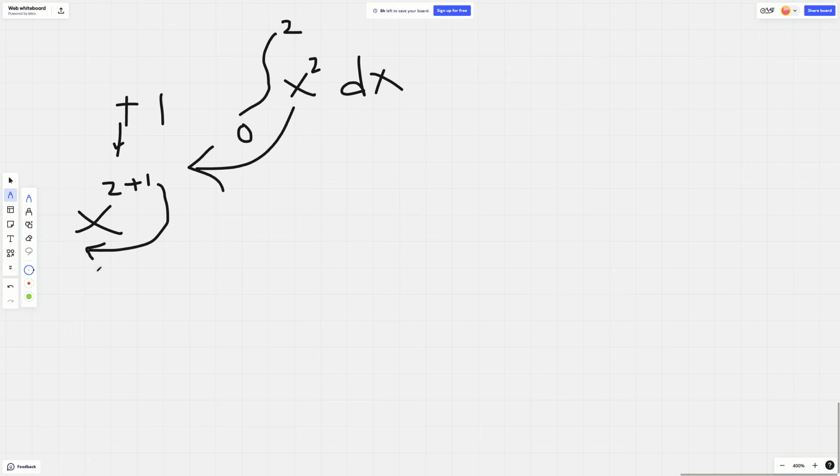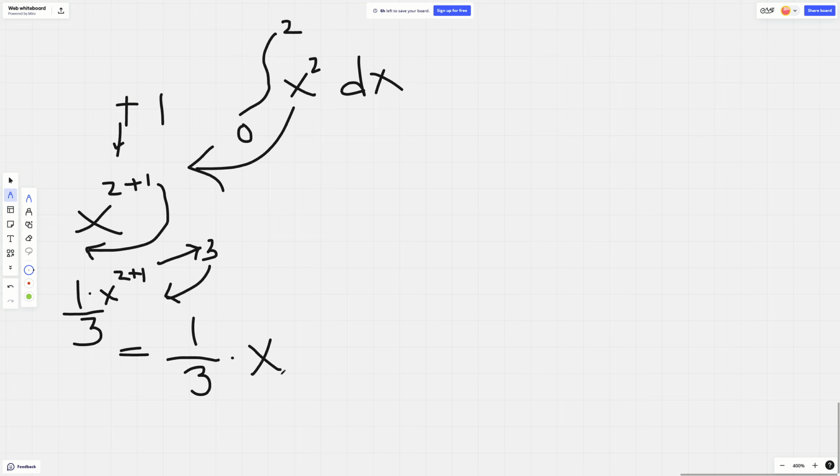Well, I can rewrite x squared to be 1 times x squared. And if I add 1 to it, I get that, and that's equal to 3. And if I divide that resulting power with my current coefficient, I get that this is equal to 1 divided by that result 3 times x to the power of 2 plus 1, which is also equal to x cubed. And simplifying a little bit here, we see that that's equal to x cubed divided by 3. So this is the antiderivative of our function x squared, right?